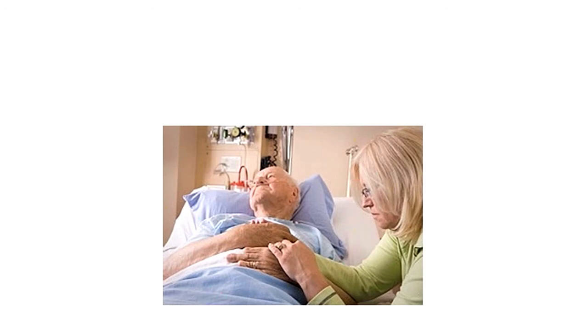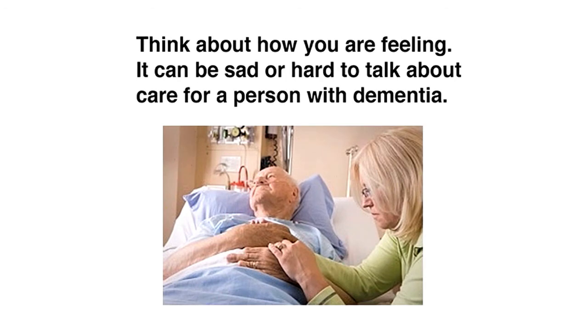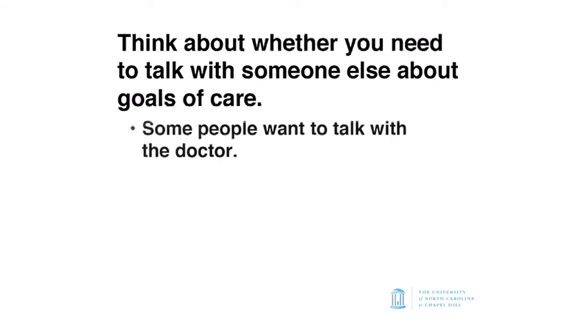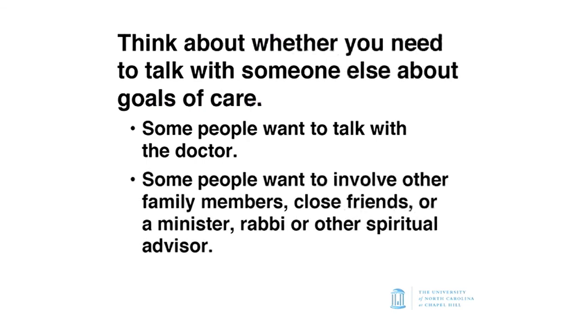Considering goals of care and treatment decisions for someone else isn't easy. You should think about how you are feeling. It can be sad or hard to talk about care for a person with dementia. Think about whether you need to talk with someone else about goals of care. Some people want to talk with the doctor taking care of the person with dementia. You can ask the nursing home staff to help you have time to speak to the doctor. Some want to involve other family members, close friends, or a minister, rabbi, or other spiritual advisor.